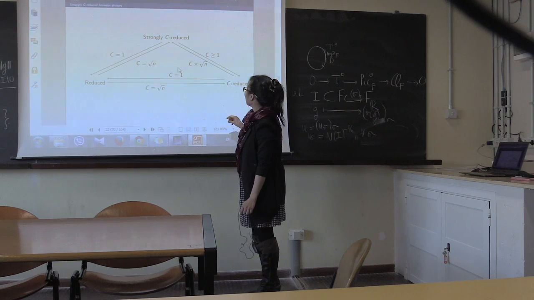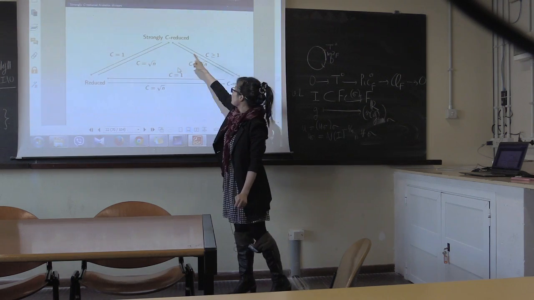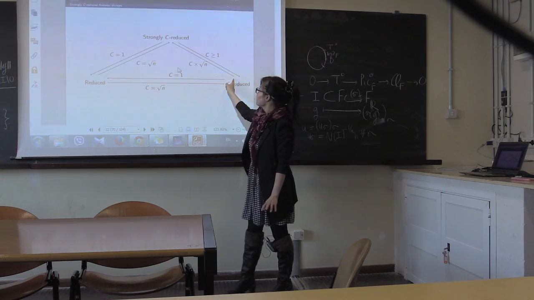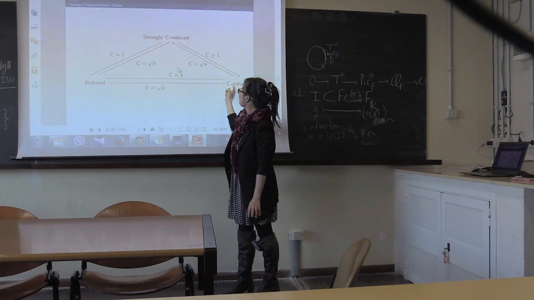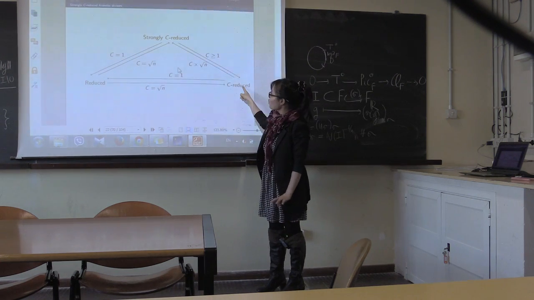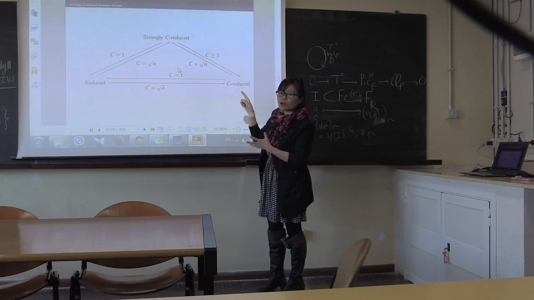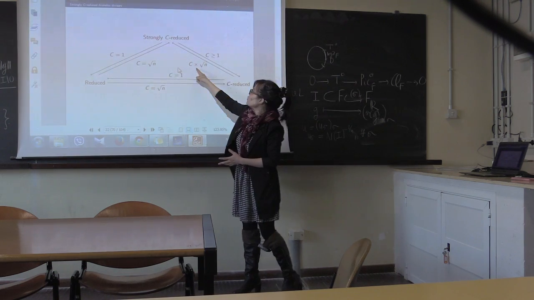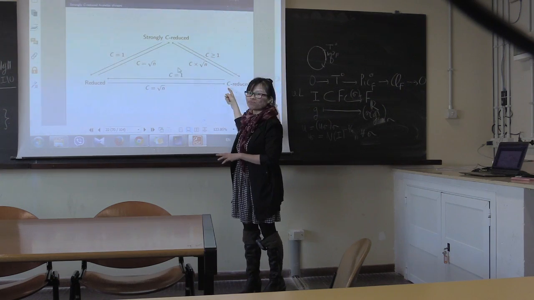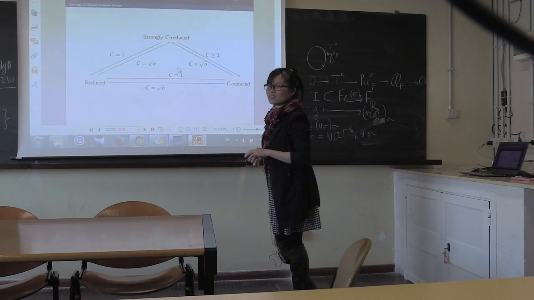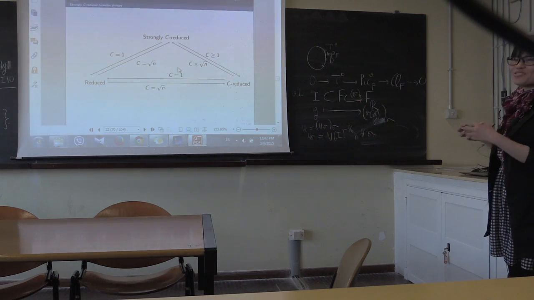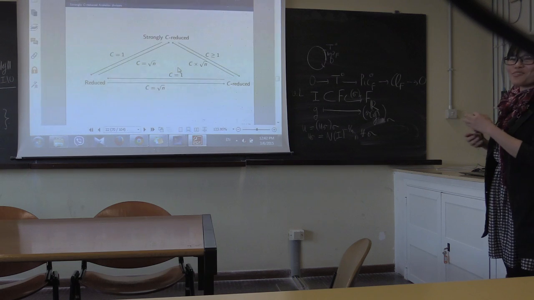Moreover, we always have that strongly C-reduced implies C-reduced for any C. But after that, we have to multiply by square root of n. It means C-reduced is strongly C-prime-reduced, with C prime equal to C multiplied by square root of n. So it's a little bit weaker than strongly C-reduced. We call it strongly because it's actually stronger than the normal one.